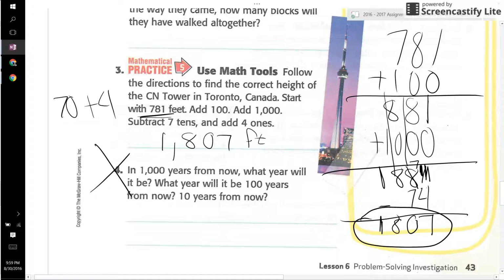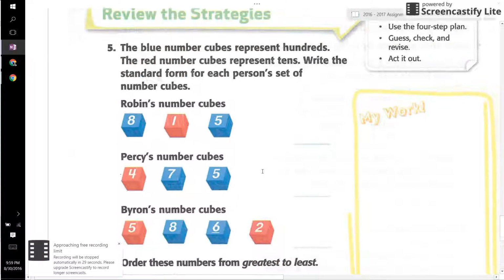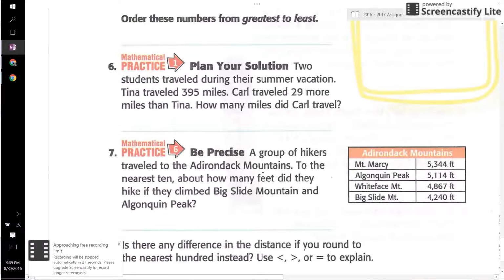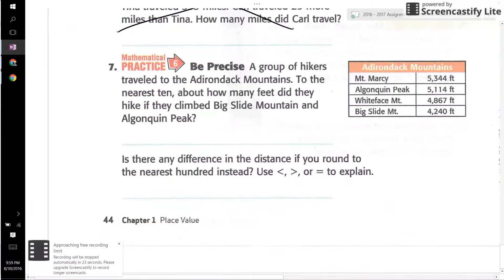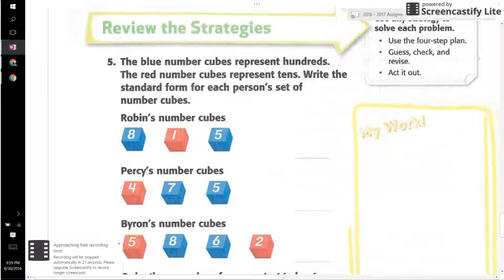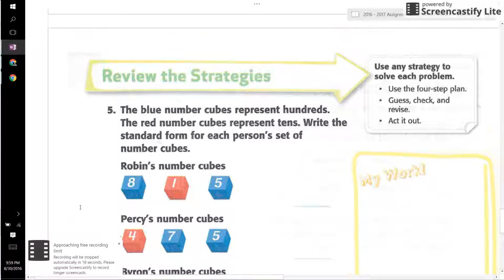All right. What I would like you to do now, go ahead and solve 5. Go ahead and do 7. And raise your hand if you have any questions. Thanks a lot, guys.